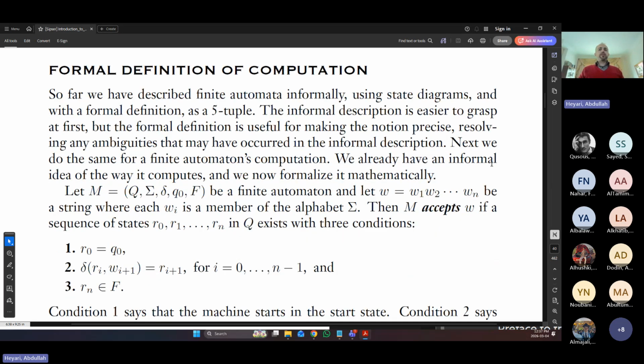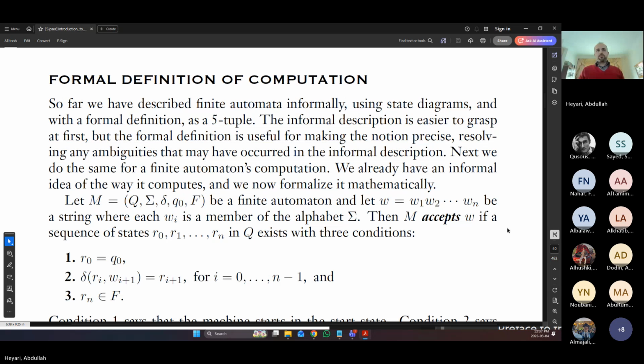So let's read this paragraph. It tells you that we informally defined what an automaton is by drawing. Then we formally defined what an automaton is by giving you the 5-tuple: the set Q, the set sigma, the transitions, the single start state, and the final states.